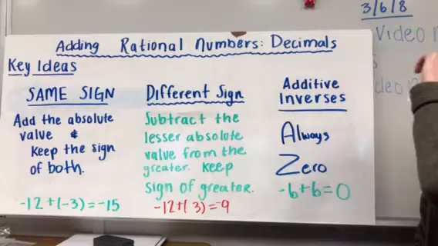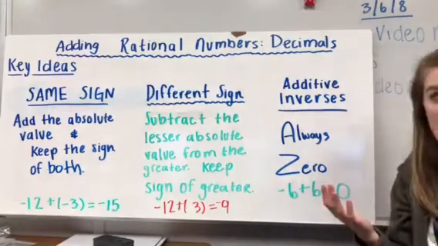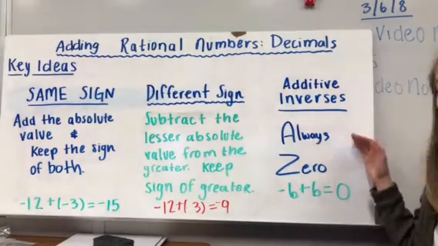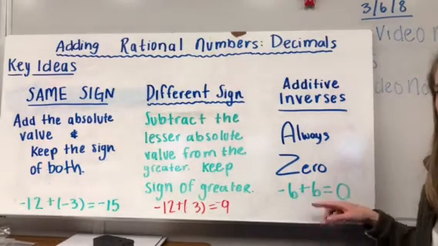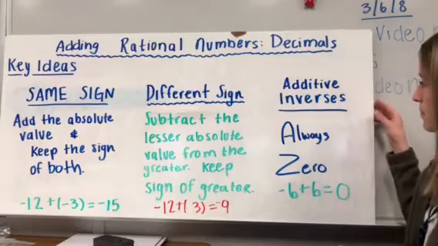The last one is if we're adding additive inverses or opposites, the sum is always 0. Here's an example. -6 plus 6 is 0, always 0.